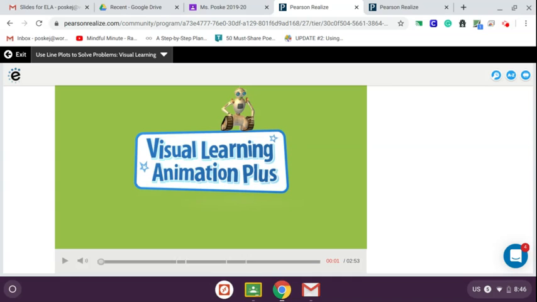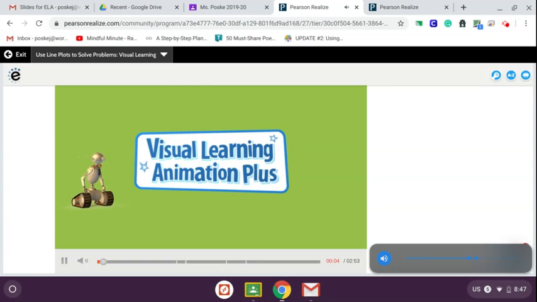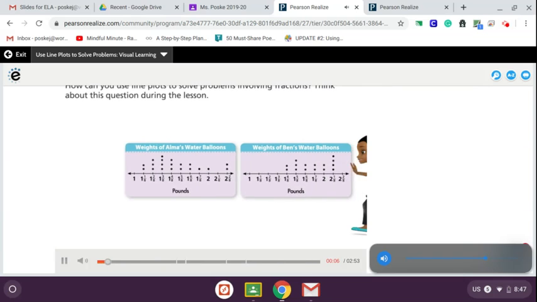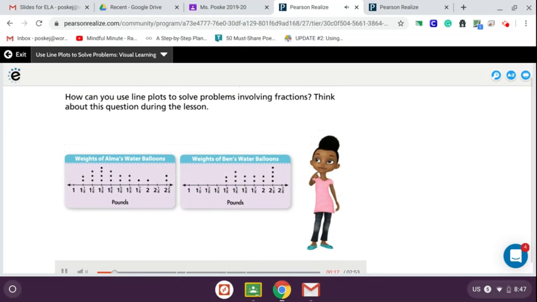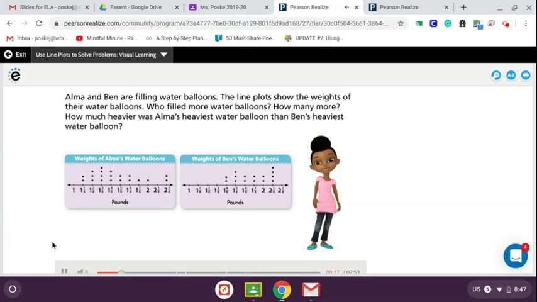So, here we go, using line plots to solve problems. How can you use line plots to solve problems involving fractions? Think about this question during the lesson. Alma and Ben are filling water balloons. The line plots show the weights of their water balloons. All right, so I'm going to pause here because there's a lot of information and a lot of questions here. But I want to stop and talk about what these tables mean, what these line plots mean.